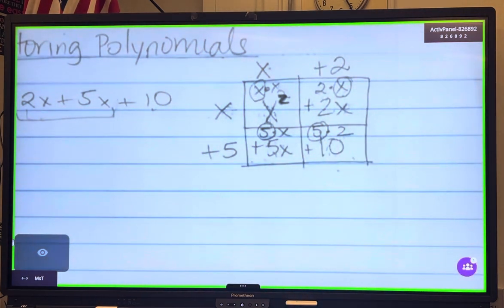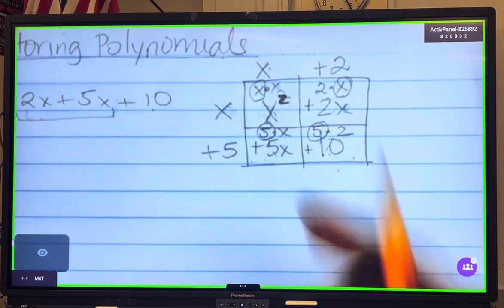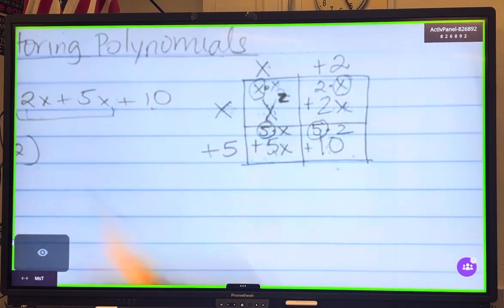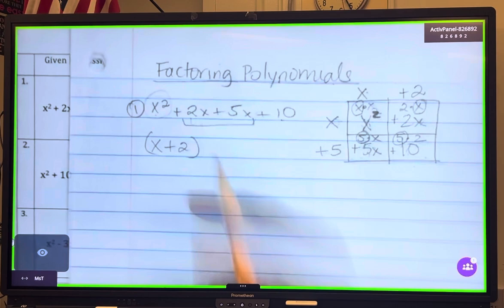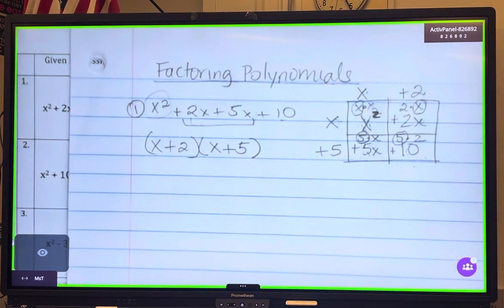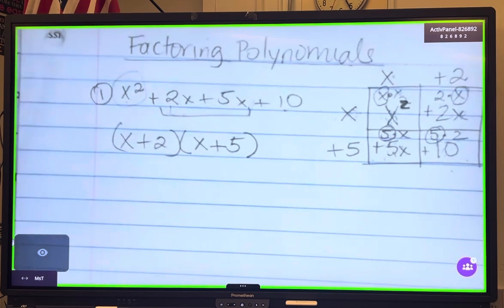And guess what I just did? I just factored this. Are y'all following me? Yes. What are my factors? It's going to be x plus 2 times what? X plus 5. That's it. I just factored this. Then there comes up here.